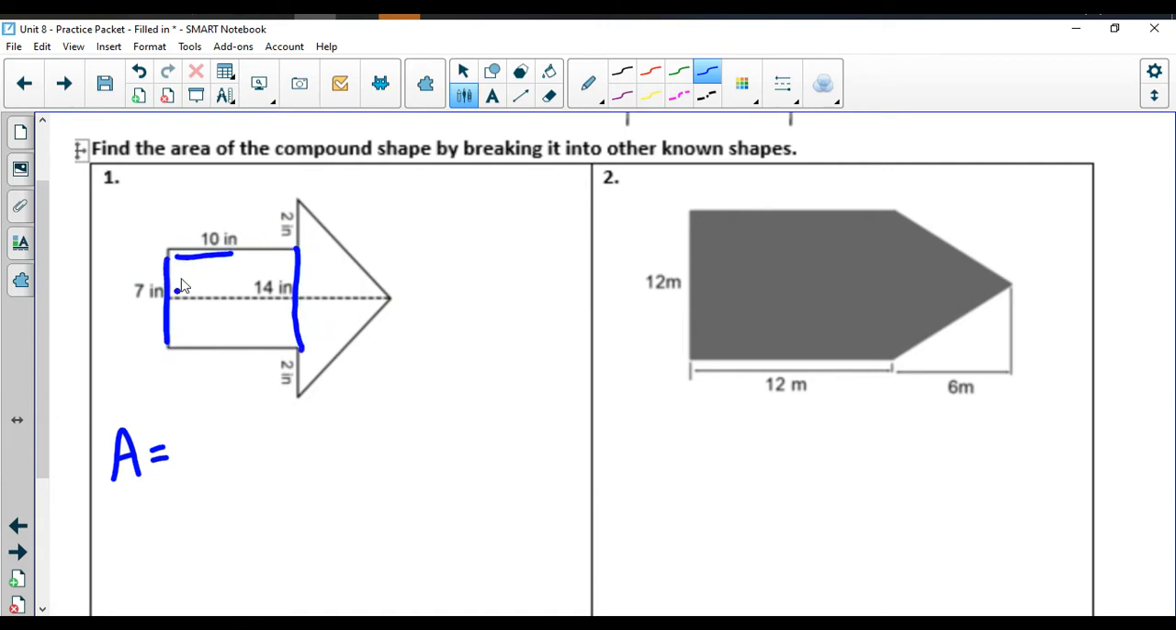So this is 7 by 10. So area is length times width. So area is equal to 7 times 10, which is going to be 70 here.